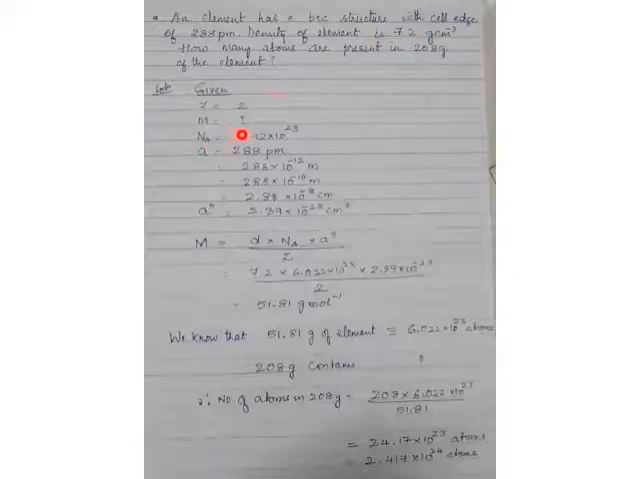Molar mass is not mentioned, so we have to calculate it here. Avogadro's number, it is constant, and A value is given, edge length 288 picometer. We are converting 288 picometer into centimeter form. First 10 raised to minus 12, then here it should be 10 raised to minus 10 centimeter, and here I have shifted the decimal to the back side, so it becomes 10 raised to minus 8 centimeter. A cube is equal to 2.39 into 10 raised to minus 23 cm cube.